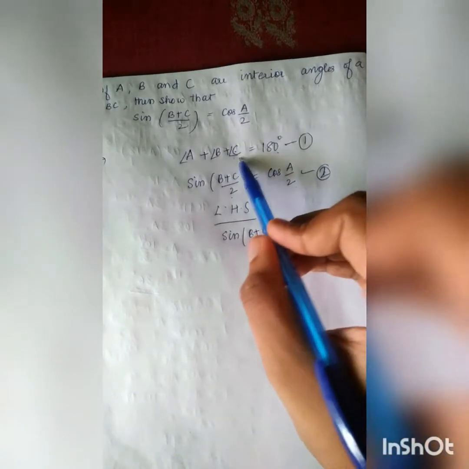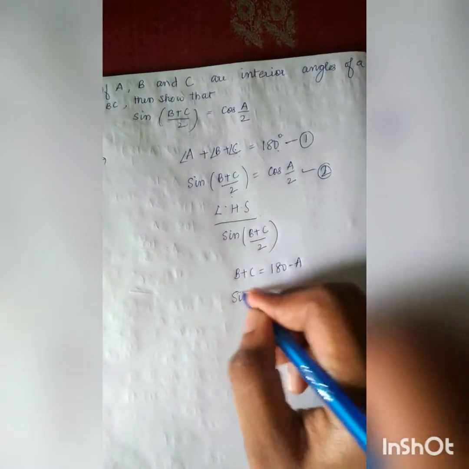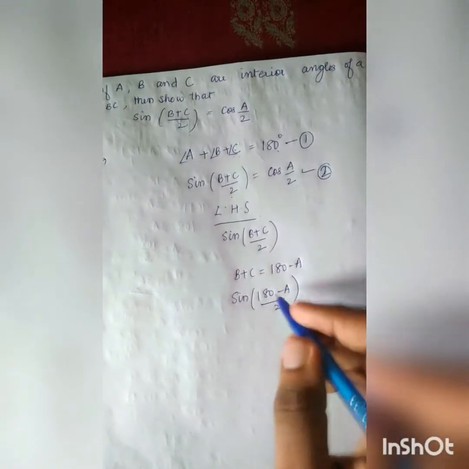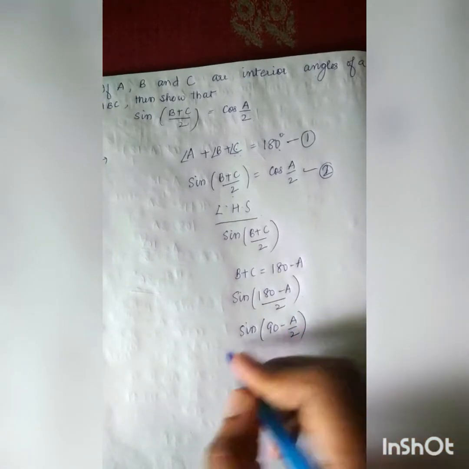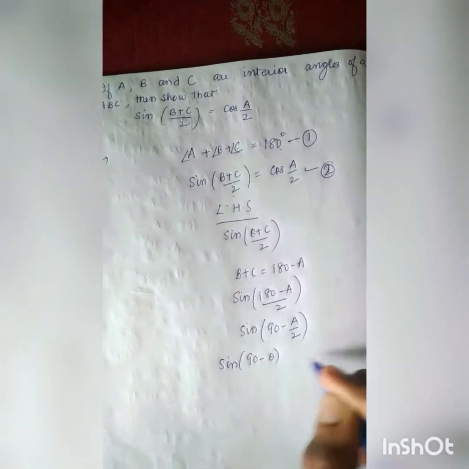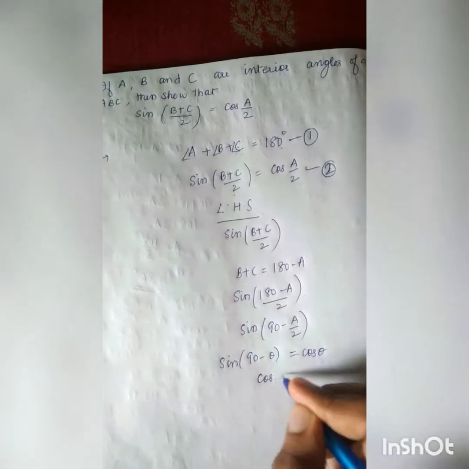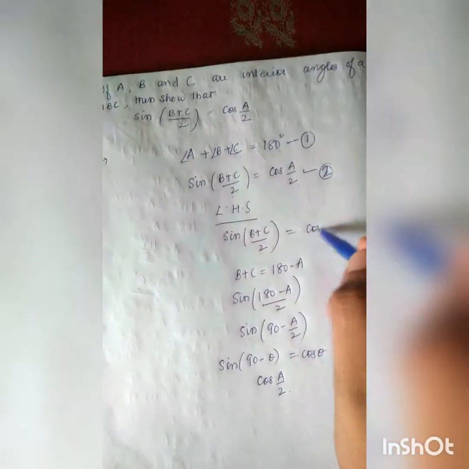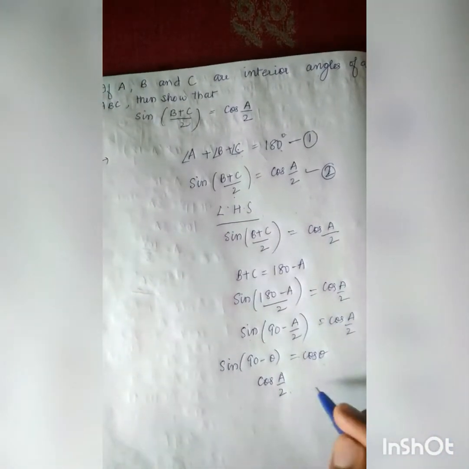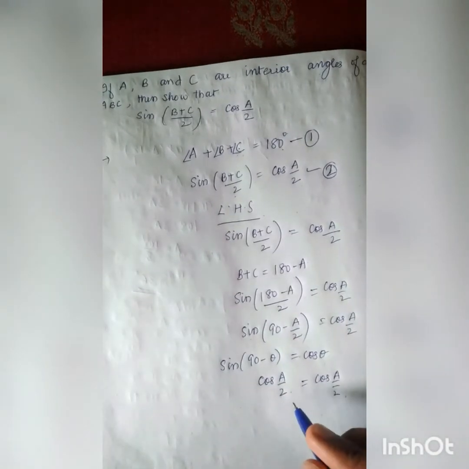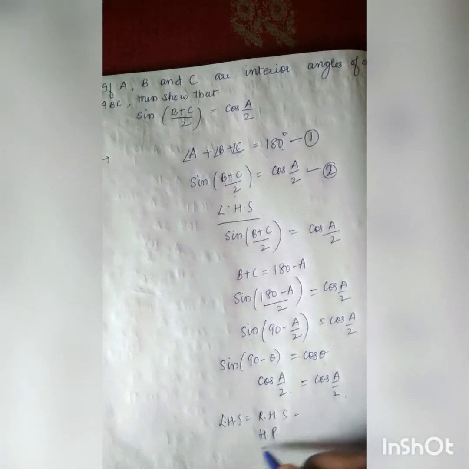Now B plus C can be written from equation number 1. So B plus C can be written as 180 minus A. So it will become sine of (180 minus A) by 2. So now distributing the 2 to both terms, we have 90 minus A by 2. And we know the property that sine of 90 minus theta is equal to cos theta, since sine and cos are complementary. So we can write sine of (90 minus A by 2) as cos of A by 2. So the RHS remains as it is. Since the left hand side is equal to the right hand side, we have hence proved.